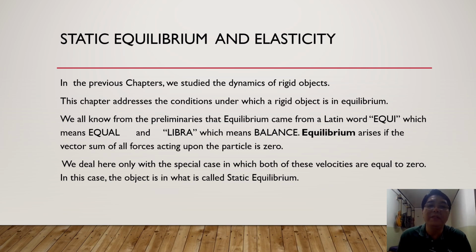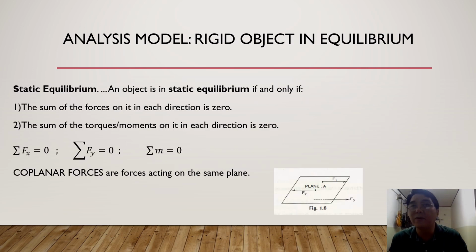We deal here only with the special case in which both the velocities are equal to 0. In which case, ang tawag natin is static equilibrium. Ayan. Yun daw hindi gumagalaw na equilibrium, ang tawag doon is static equilibrium. So, kapag walang motion. Okay, so yun yung pag-aaralan natin. Okay lang daw naman nasa static equilibrium ang isang bagay.